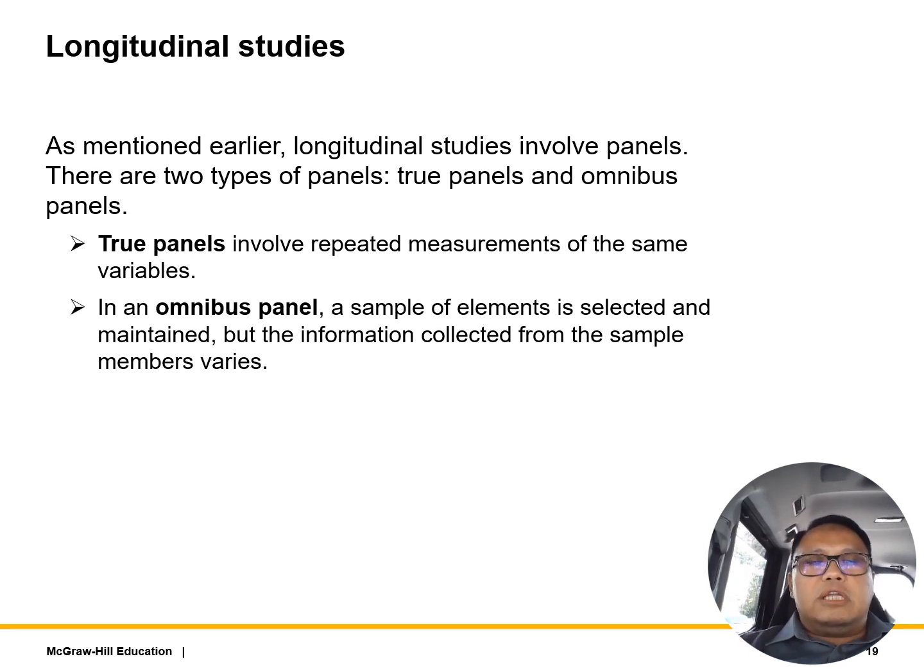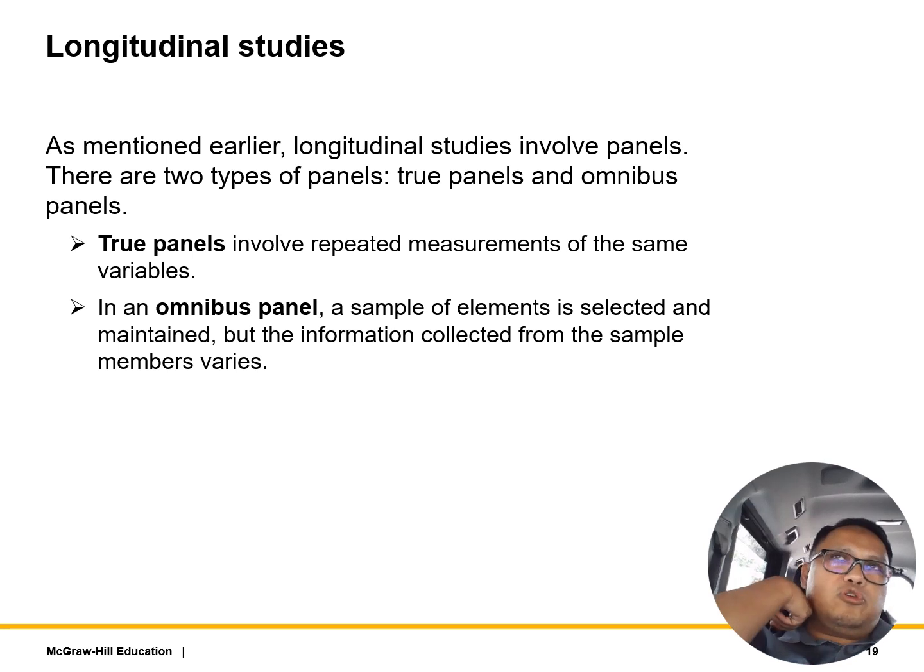How about longitudinal studies? Longitudinal studies can also be divided into two types: true panels and omnibus panels. True panels normally involve the same variables when they want to repeat the measurements, whereas for the second one, the omnibus panel, a sample of elements is selected and maintained, but the information collected from the sample members varies.